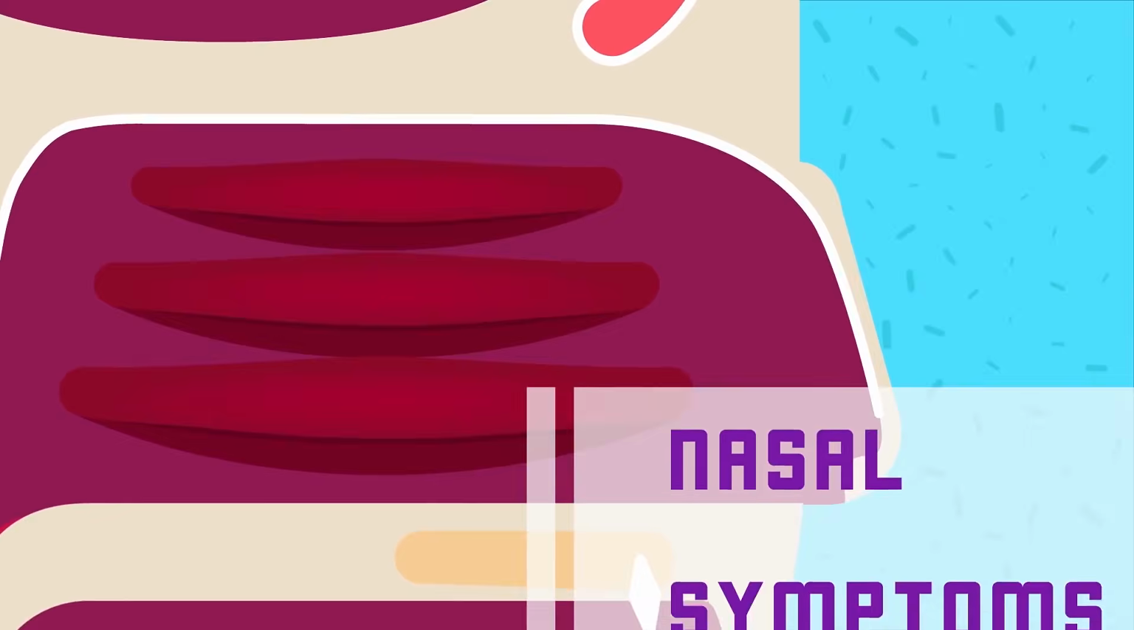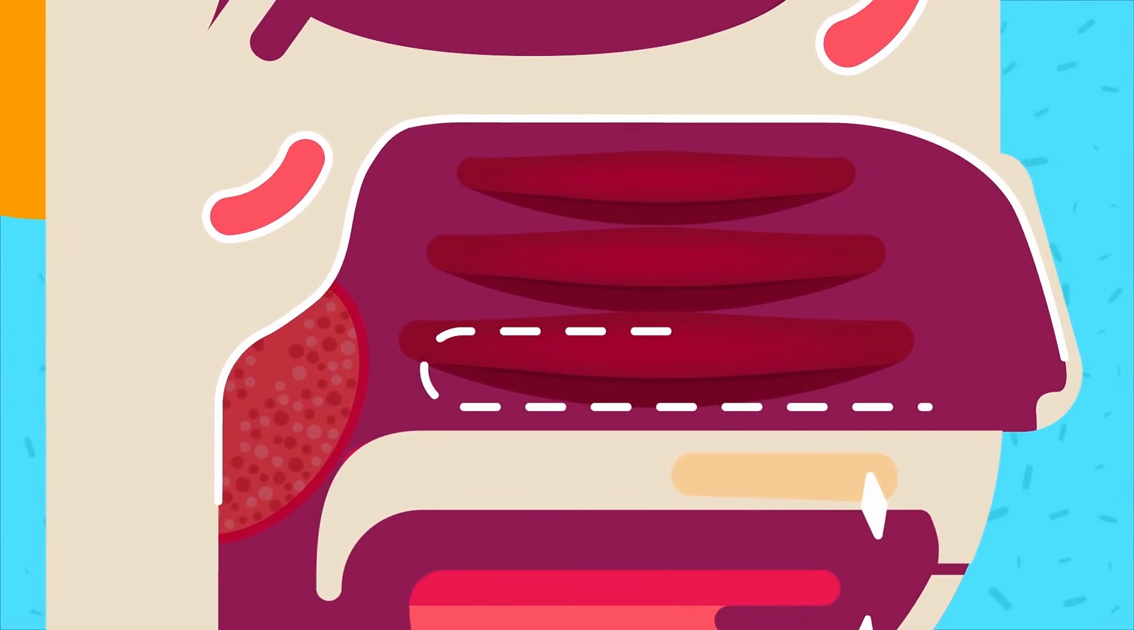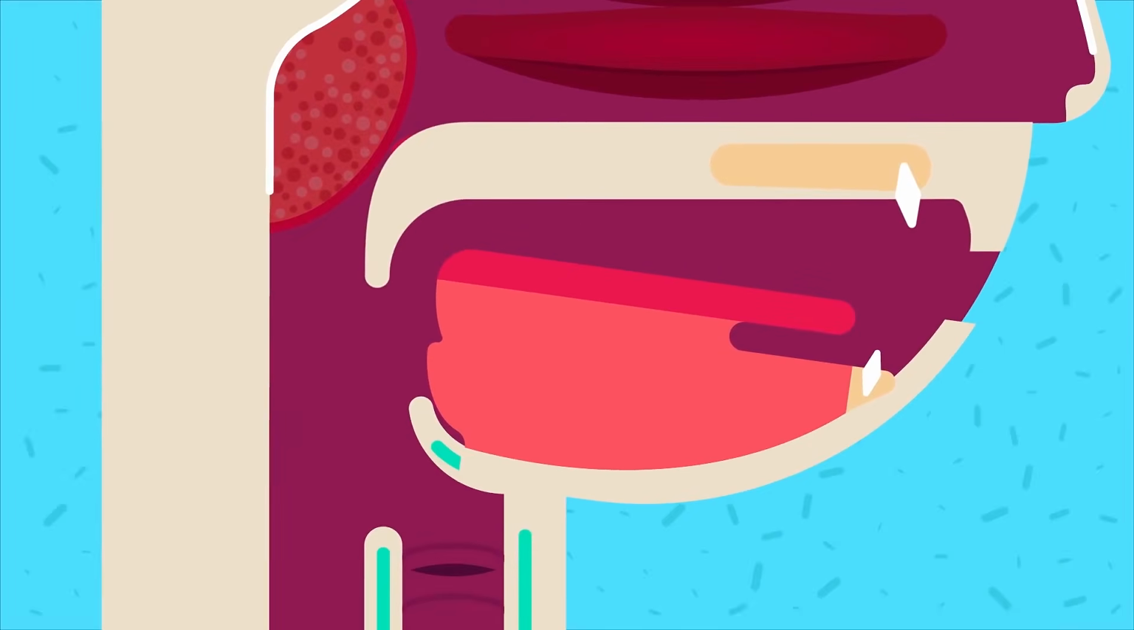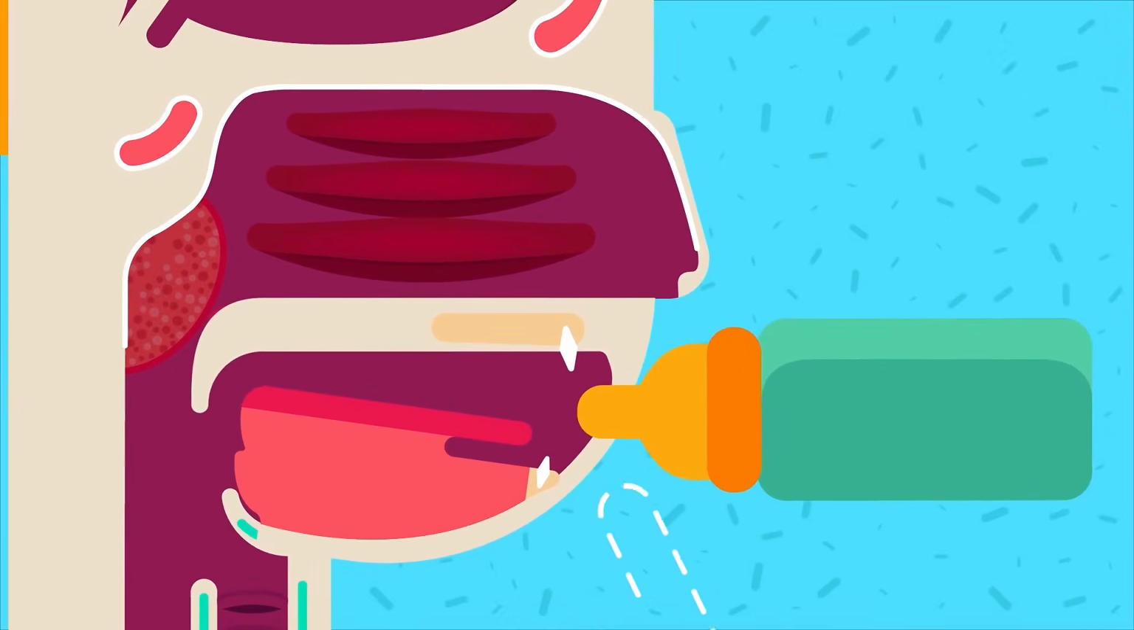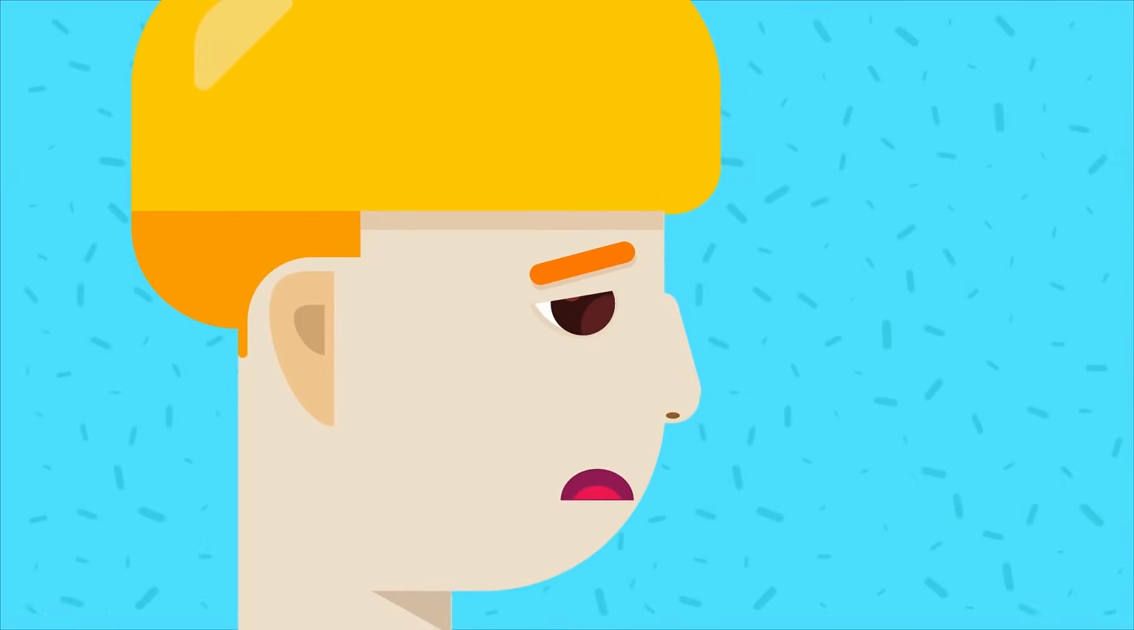A. Nasal symptoms. 1. Nasal obstruction is the commonest symptom. This leads to mouth breathing. Nasal obstruction also interferes with feeding or suckling a child. As respiration and feeding cannot take place simultaneously, a child with adenoid enlargement fails to thrive. 2.